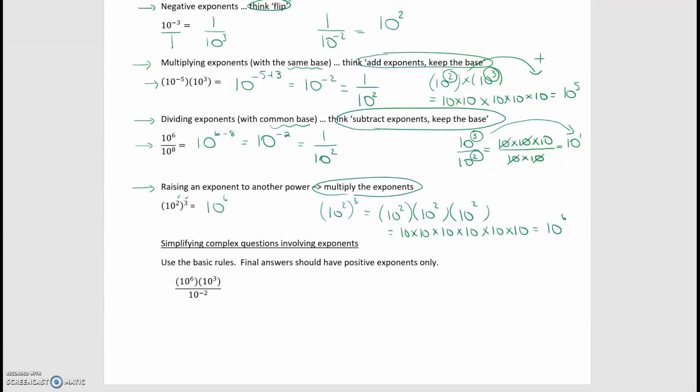Okay, and let's try this one last example where it's a little bit more complex, but we're still going to use our basic rules. Take a look at the numerator. We can do multiplication of bases, so that's 6 plus 3, that's 9, divided by 10 to the negative 2. And now that's division, so that's 10 to the 9 minus negative 2. And now that's 10 to the 9 plus 2, which gives us 10 to the 11.